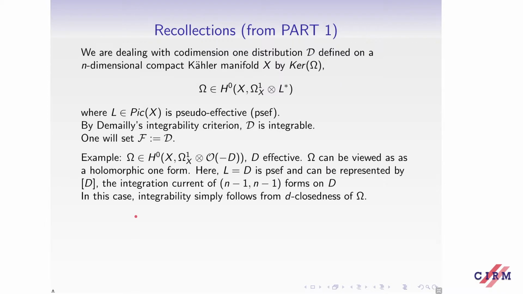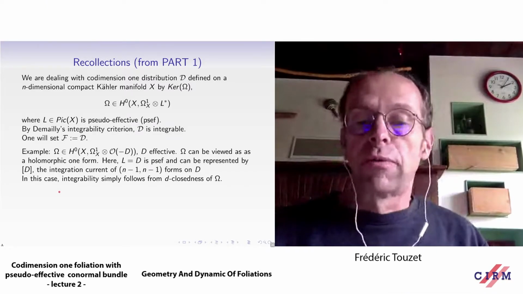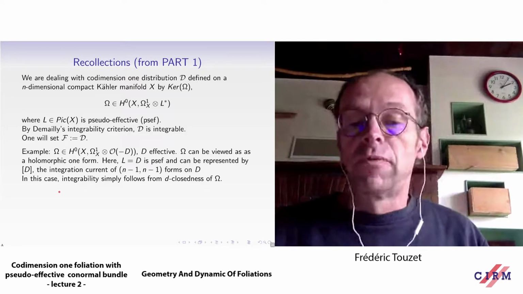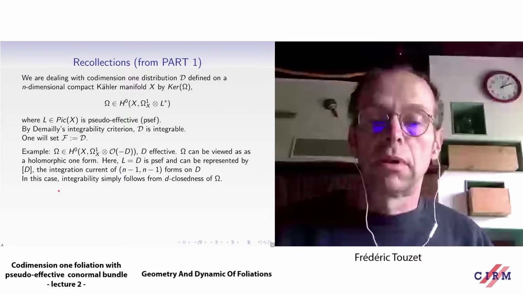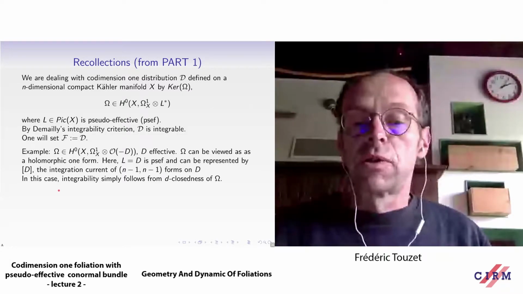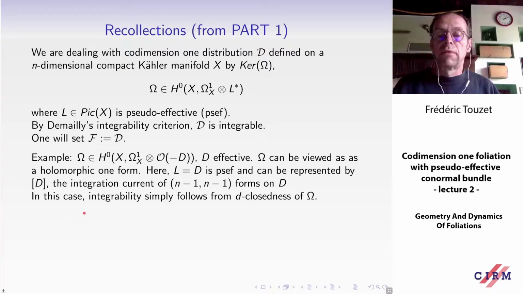So the simplest example of such a form is given by a form twisted by minus D. In other words, omega can be regarded as a holomorphic one-form, and the underlying line bundle L equal to O(D) is obviously pseudo-effective and can be represented by the integration current along D. And in this case, integrability directly results from the d-closedness of omega, which can be very simply obtained by Stokes theorem, essentially.